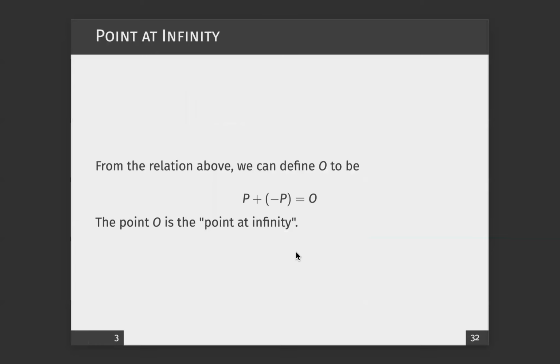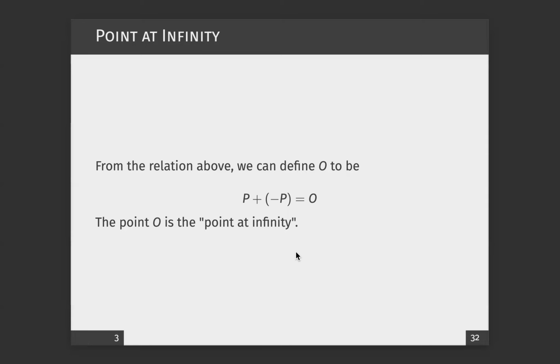Okay, so from the relation which we defined above, we can now define the point 0, or O, or the point at infinity. So we define it as P added to its negative: P plus the negative of P gives you the point O.